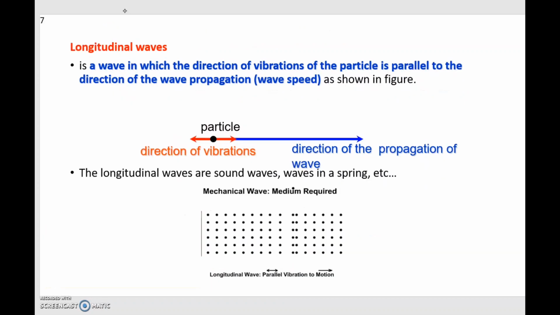So then we will have a longitudinal wave. What is longitudinal wave? Longitudinal wave is a wave in which the direction of vibration of particle is parallel to the direction of wave propagation or wave speed, as you can see in this GIF image.